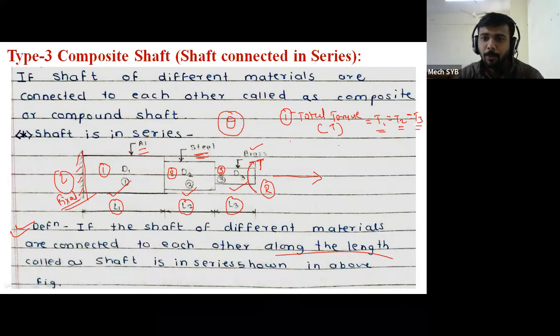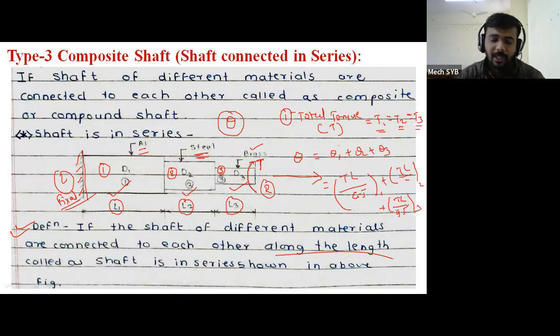That means the total angle of twist, theta, is equal to theta 1 plus theta 2 plus theta 3. And the theta formula I gave yesterday: T into L divided by G into J of section 1, plus T into L divided by G into J of section number 2, plus T into L divided by G into J of section 3.